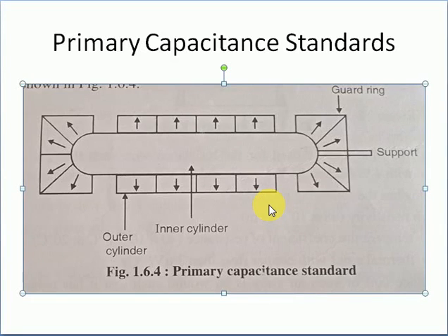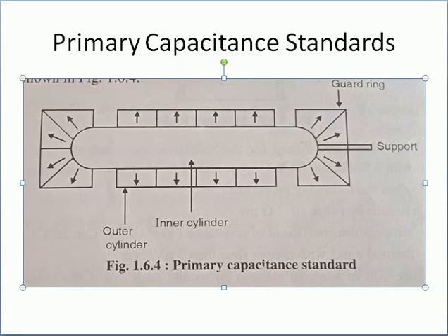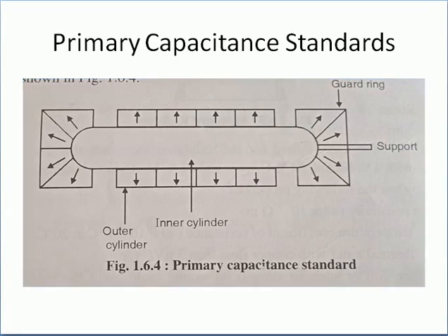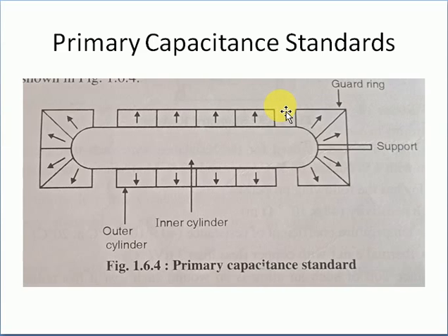So next topic is capacitance standards. Capacitance standard is mainly available as a primary standard and a secondary or working standard. So this is the primary capacitance standard.